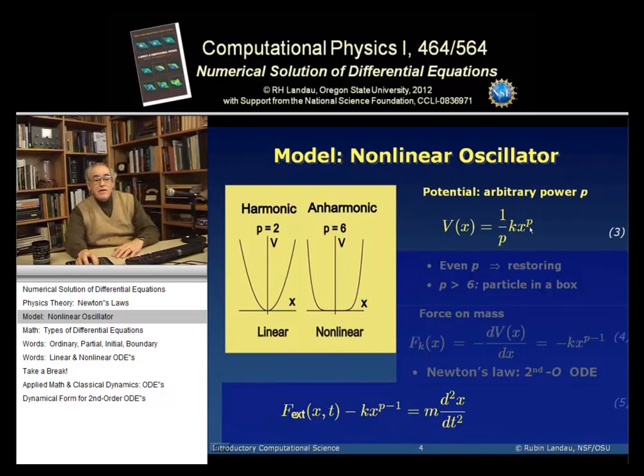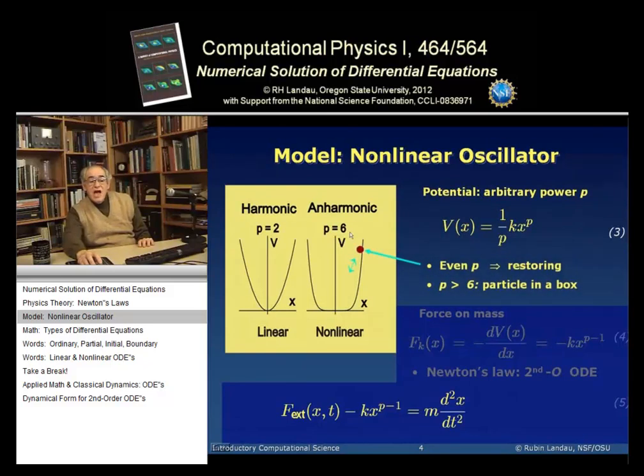So that's it. If p is equal to 2, as we show here on the left, then we have a linear system, and that's known as a harmonic oscillator. Now it's linear because the force is linear, but we'll get to that later. Okay? And what you see is that that's the simple harmonic oscillator. If you let p get large, like p equals 6, then we end up with a potential that looks very much like a particle in the box.